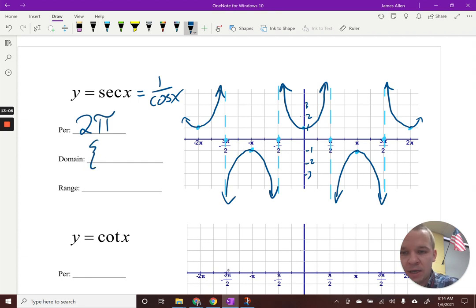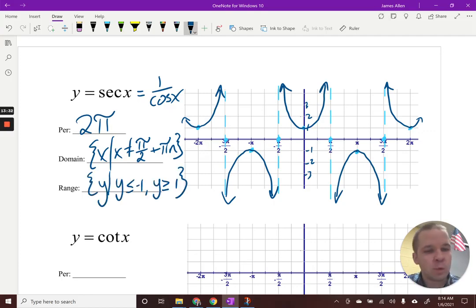Now for my domain, again, I'll use set builder notation, x such that x does not equal, well, let's pick one of the asymptotes. How about pi over 2? And how often do those asymptotes occur? They're spaced out every pi. So plus pi n for some integer n. There we go. And then my range is the same thing as my cosecant graph. And there we have it. Wonderful stuff. Last one, cotangent.